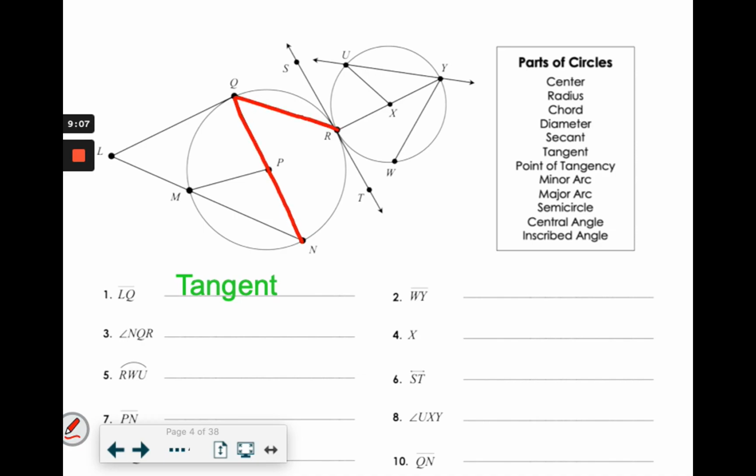Okay, again, it's an angle, so I know it's either an inscribed or a central angle. We're just going to look at where that vertex is. If the vertex is on the circle, it's called an inscribed angle.